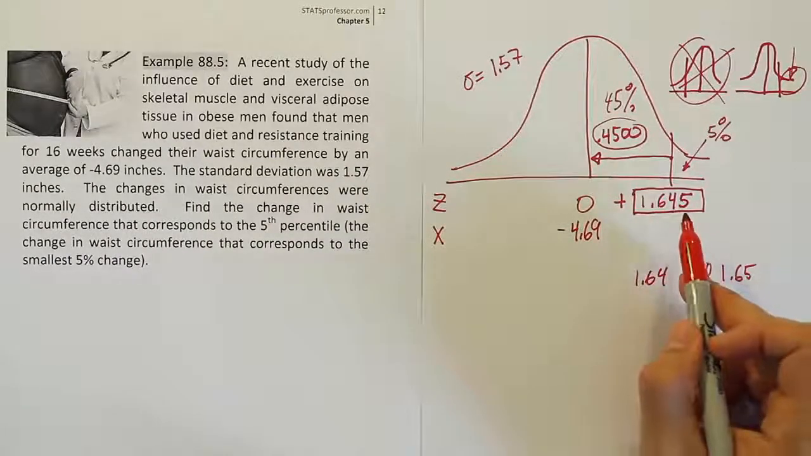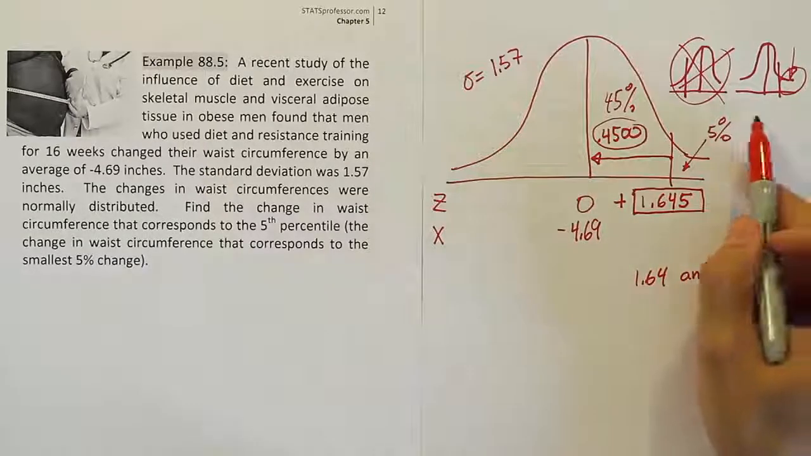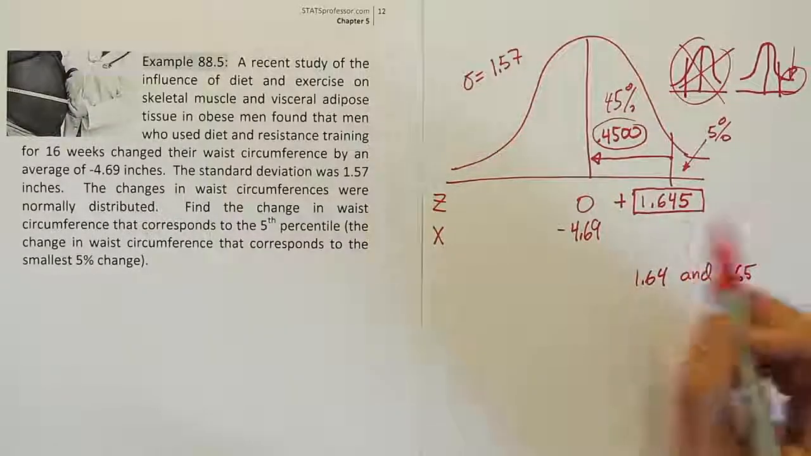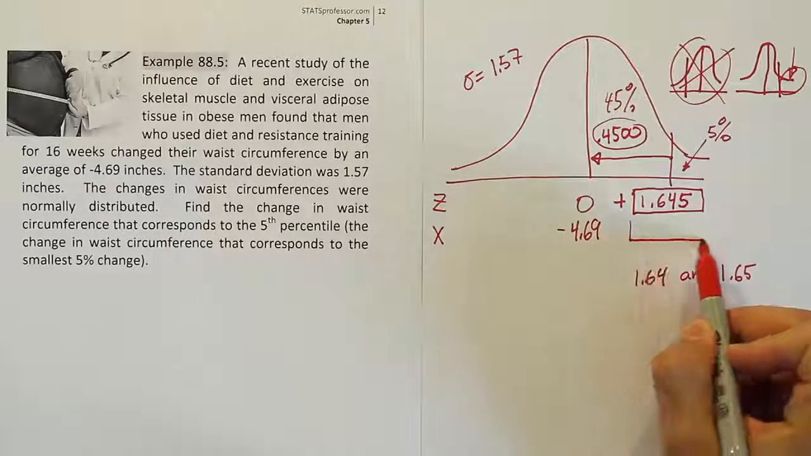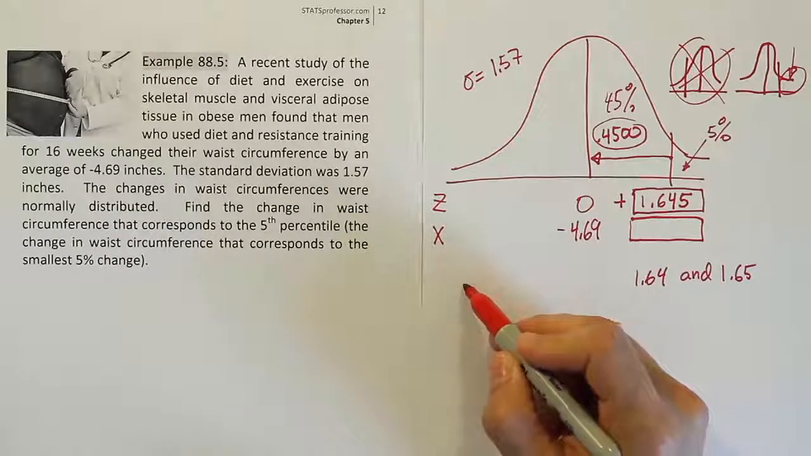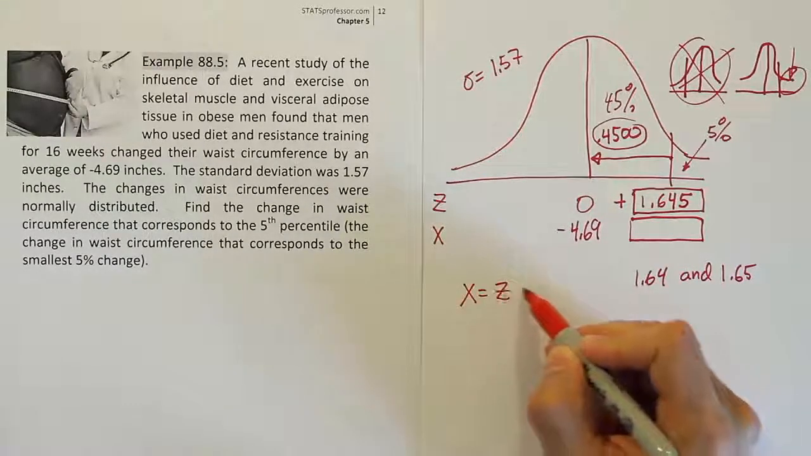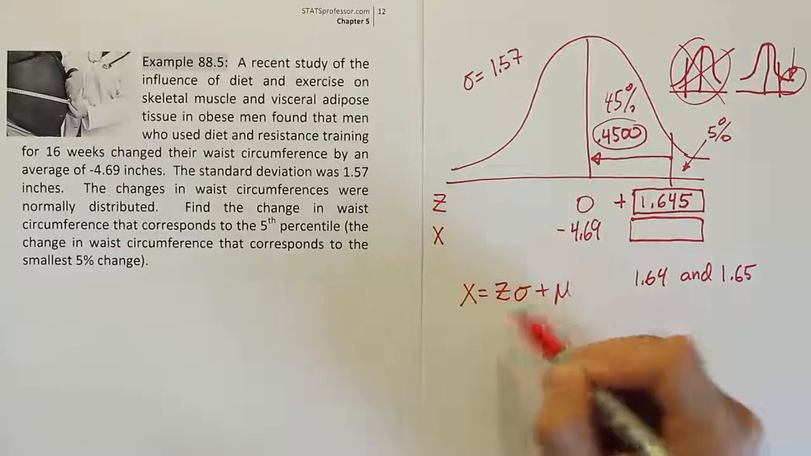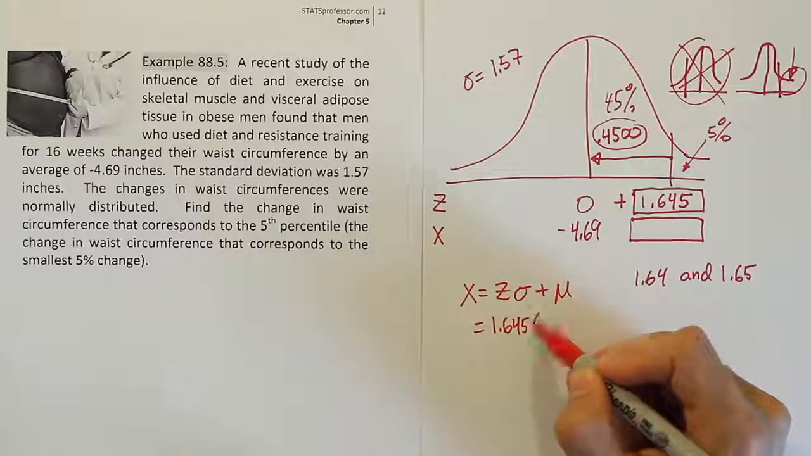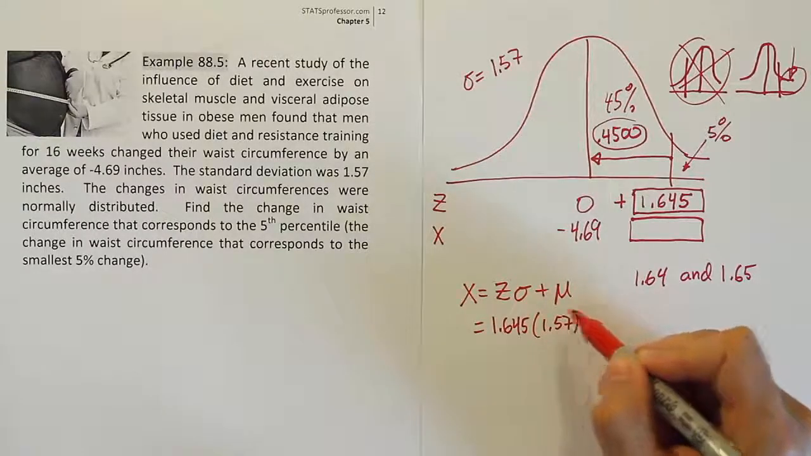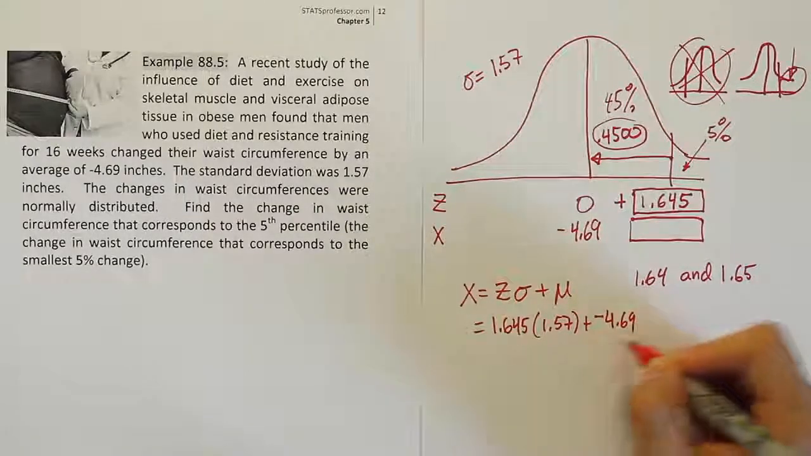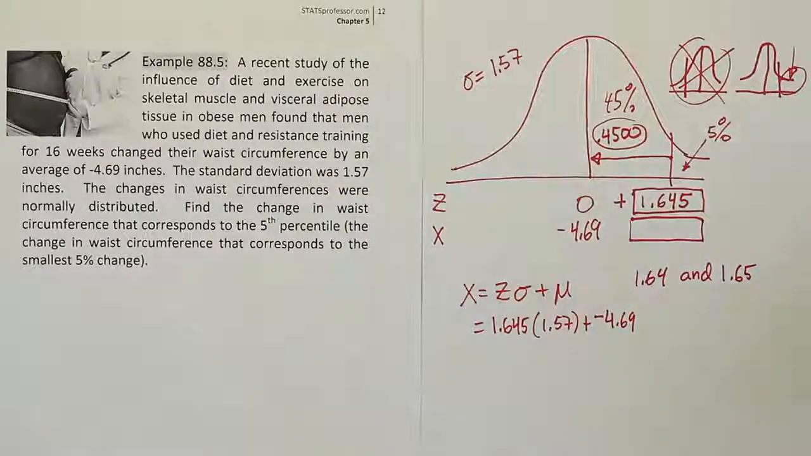So this problem has two tricky parts, right? It had this part that was a little tricky and unusual, and then we also had an unusual z-score that we had to find. Once we have that z-score though, the rest finally will be easy. We just take that z-score and plug it into our formula. To get the change in waist circumference we're looking for, we use the formula z sigma plus the mean. Here the z is positive, it's 1.645 times the standard deviation, which is 1.57 inches, plus the mean, which was, be careful here, negative 4.69. Don't forget to put your mean as negative because it is a negative value.